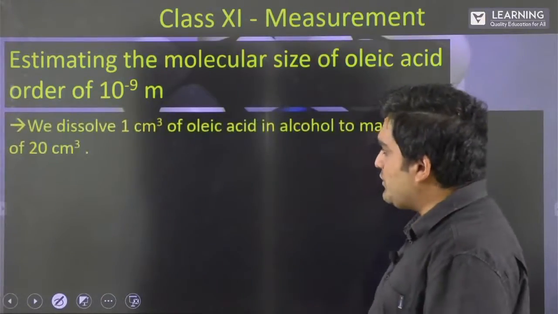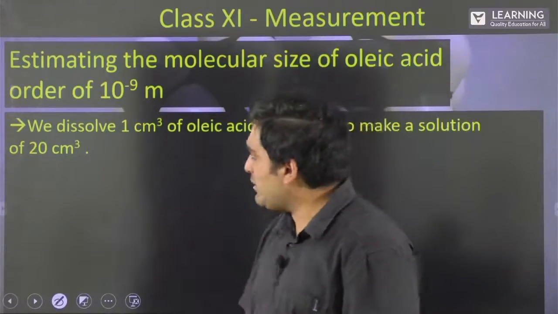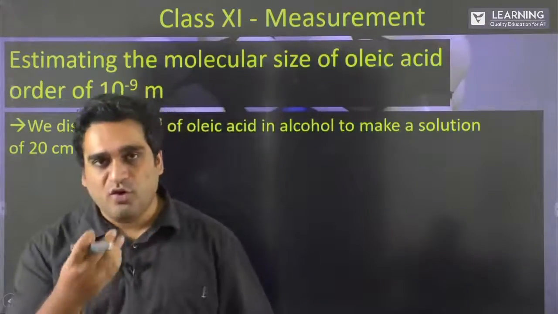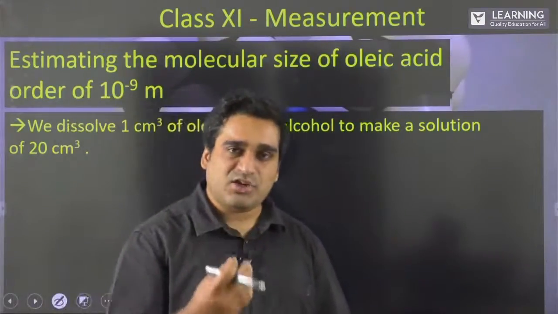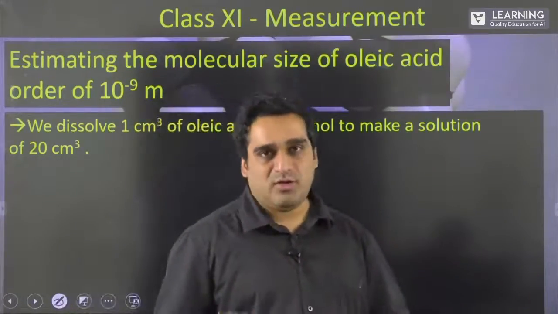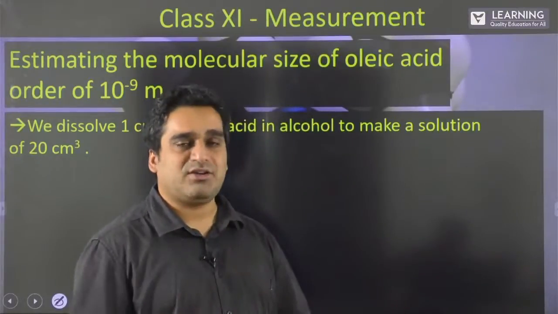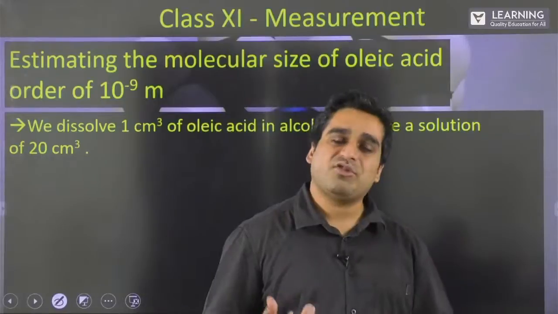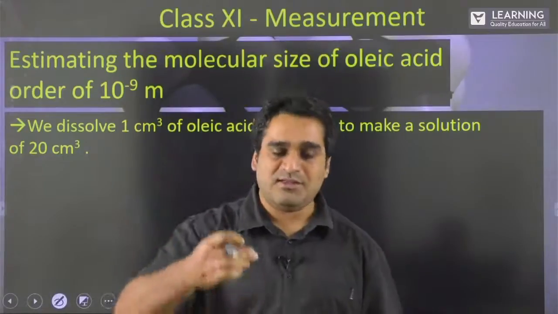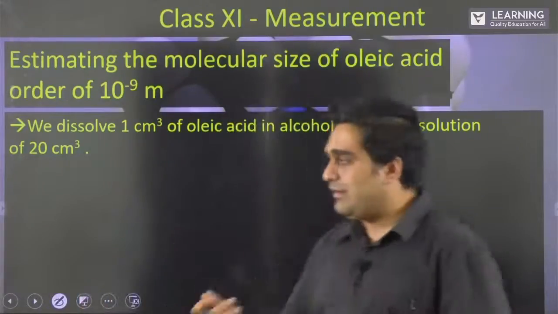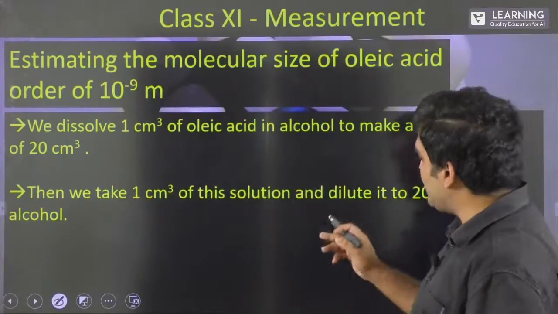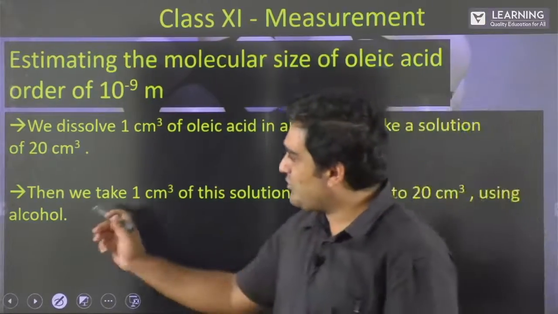What we do is, first we take 1 centimeter cube of oleic acid and dissolve it in 20 centimeter cube of water. When I use the word centimeter cube, it means the volume. Volume of oleic acid, 1 cm cube, dissolved in 20 cm cube of water. Easy task. Take a little bit of oleic acid, put it in water and dissolve.